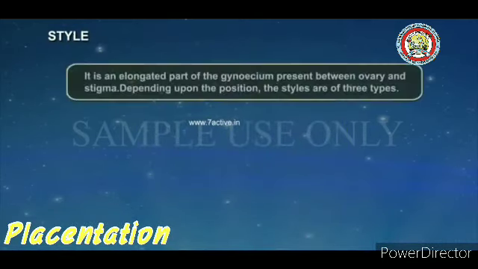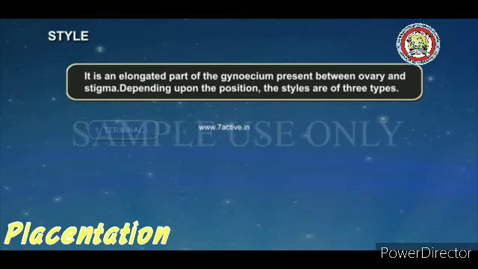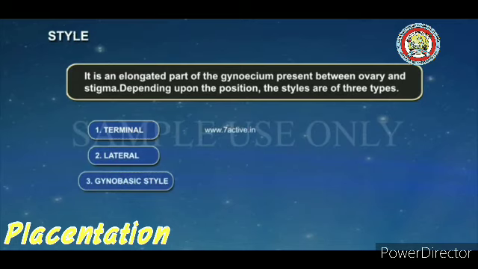Style. It is an elongated part of the gynoecium present between ovary and stigma. Depending upon the position, the styles are of 3 types: 1. Terminal, 2. Lateral, and 3. Gynobasic style.